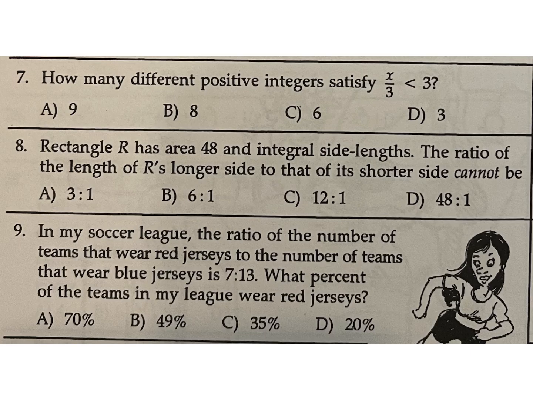How many different positive integers satisfy x over 3 is less than 3? x over 3 is less than 3, so that means that x is less than 9. So if x is less than 9 and we want just positive integers, it would be 1, 2, 3, all of those guys up until 8. So 8 of them. So therefore the answer would be B.